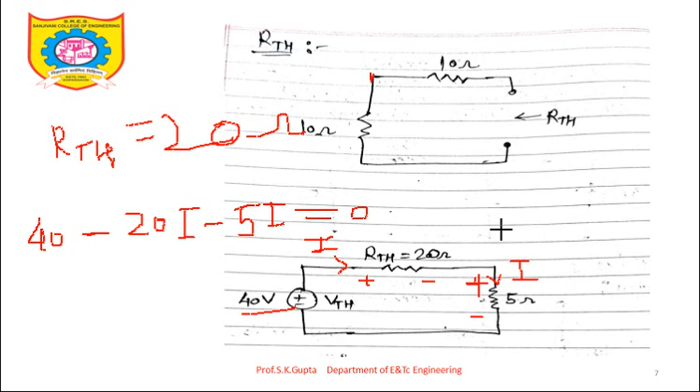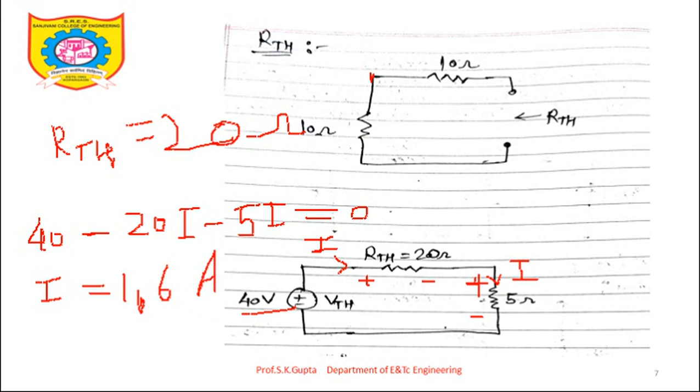Okay. So 40 equal to 25I. So I equal to 40 upon 25. The answer comes out as 1.6 ampere.